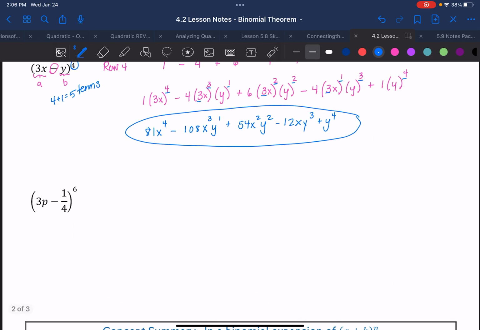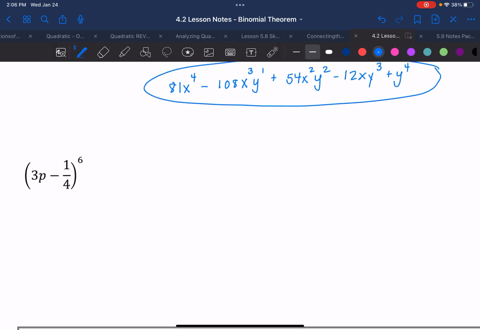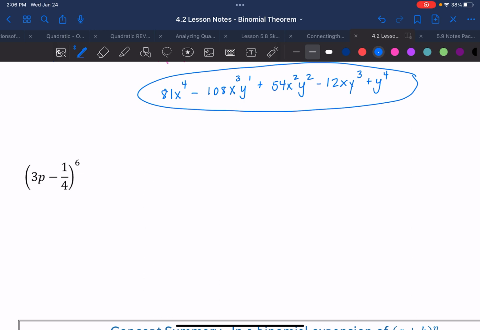Looking at our last example, you see I've included an extra coefficient as well as a fraction in this example. So this is to the 6th power, and this is a negative, so that means that I'm going to use the 6th row in Pascal's triangle, and I'm going to alternate the signs. So I will use 1 minus 6 plus 15 minus 20 plus 15 minus 6 plus 1. Now I'll use my first term of A and my last term is B.